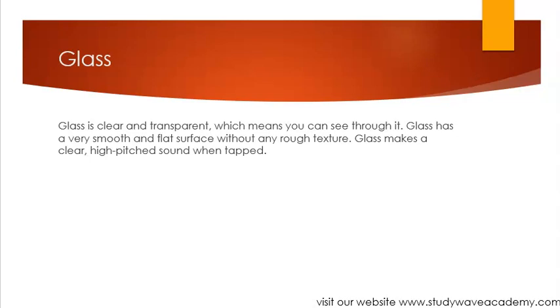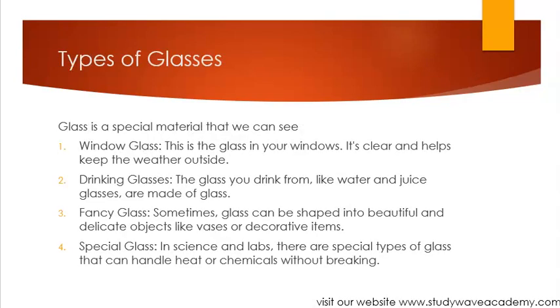So now we are going to be looking at the types of glasses. Okay? Let's look at the types of glasses. Glass is a special material that we can see through. Okay? So one of the types of glasses we have is window glass. This is the glass in your windows. It's clear and helps keep the weather outside.